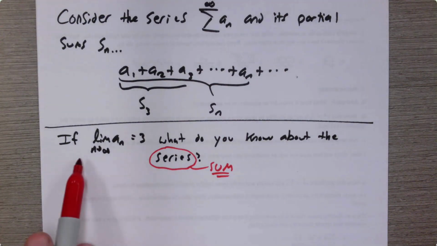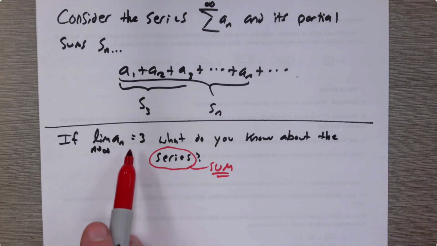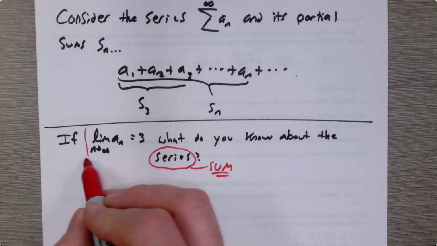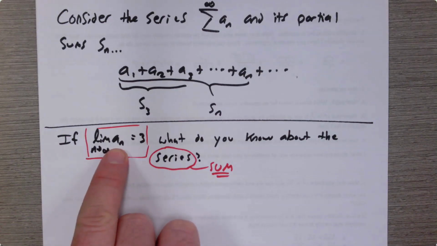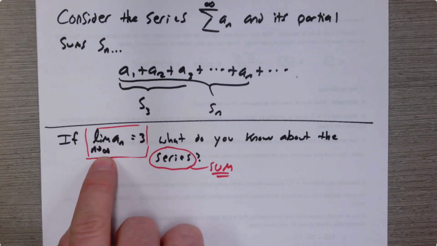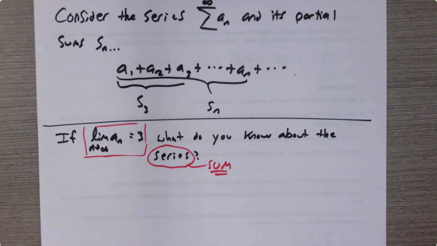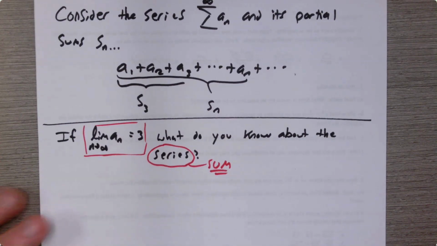So I want to know what's going on with the entire sum. Okay, so what does it mean if the limit as n approaches infinity of each term equals 3? All this part is saying is that the individual terms are getting closer to 3 when the term numbers go towards infinity. So again, you want to imagine in your mind, what would a series look like that fits this description? Here's what happens in my mind.